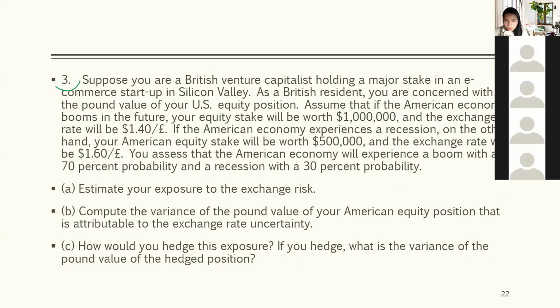So in this question, similar to before, the first part will be similar, where you compute the beta coefficient. In this case, you're a UK citizen, so you're a UK venture capitalist, and you invest in Silicon Valley. So your home country is the UK, and your foreign country is the US.